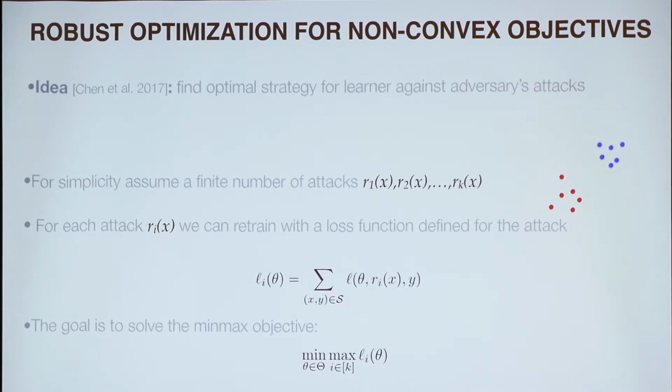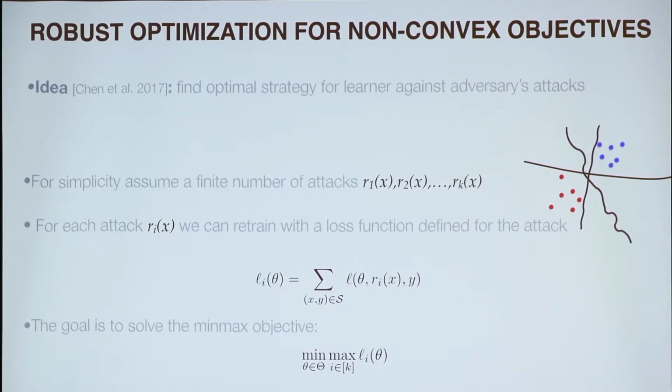Okay. So a different idea, and this is maybe an idea that's closer to our community, is doing robust optimization for non-convex objectives. The idea here is fundamentally simple. You find the optimal strategy for the learner against the adversary's attacks. You take your data and apply a certain attack on it, and that gives you one classifier. Then you take the data again and apply a different kind of attack on it, and that gives you a different classifier. You do that again, and it gives you another classifier, and again. So as a learner, you generate all these different strategies by applying different types of noise, generating a different classifier for every type of noise. This is the intuition behind this.